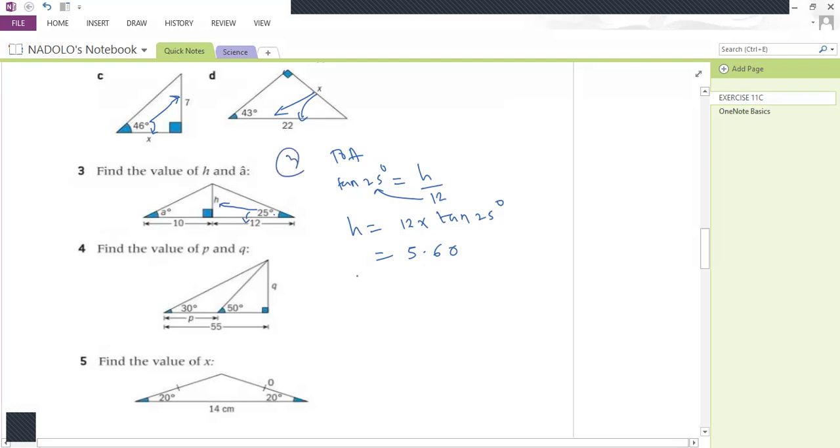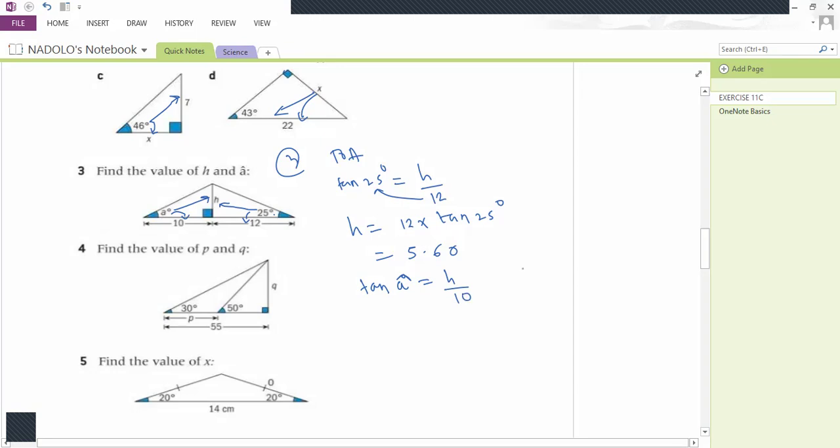And then this is number 3. To calculate A here, it has an adjacent side and it also has an opposite side. So you're going to use tan also. So you'll say tan of angle A is given by opposite divided by adjacent.